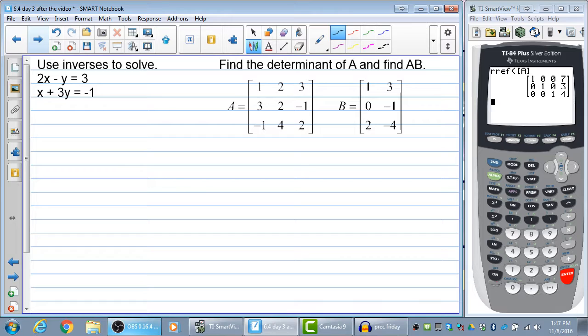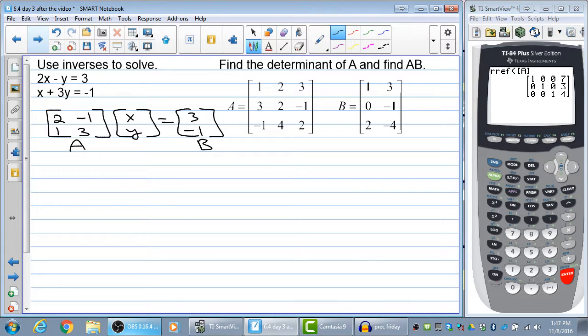Use inverses to solve. Let's put this as a matrix equation: [2, -1; 1, 3] times [x; y] is equal to [3; -1]. Now, if we call this matrix A and we call that B, then we want to multiply both sides times A inverse. And you have to have A inverse first, or else you wouldn't be able to multiply, the dimensions wouldn't match up.